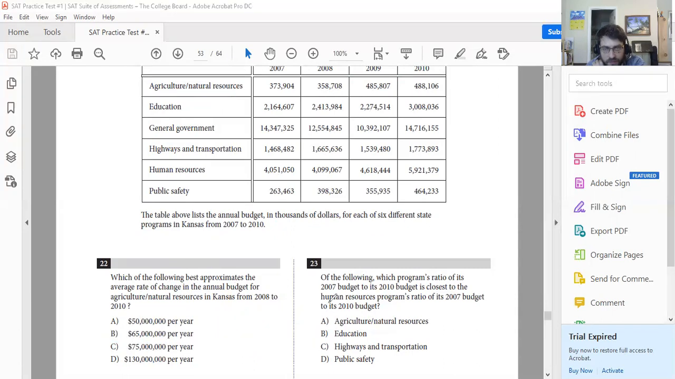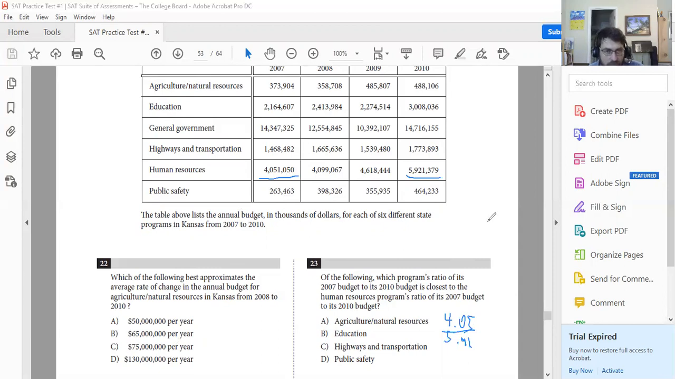Number 23, of the following, which program's ratio of its 2007 budget to its 2010 budget is closest to the human resources ratio of its 2007 budget to its 2010 budget? So human resources, 2007, 2010. If we ignore all these zeros again, 4.05 to 5.91. Please don't use all 9 numbers. It's not necessary, you know, sig figs. Let's save some time and get the right answer faster.